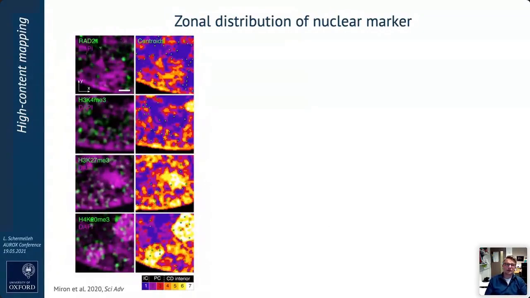But for instance, we looked at cohesin, a main organizer of chromatin, involved in loop extrusion, and we can see that this is very much located at the periphery of these chromatin networks. H3K4, a marker for active promoters, also very much peripheral apparently. But when we look then at more repressive markers, they are much more internalized into these domains.